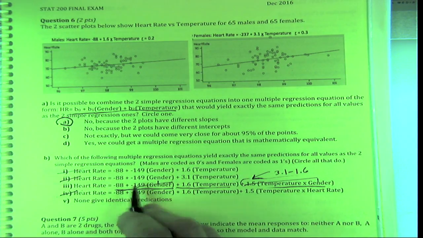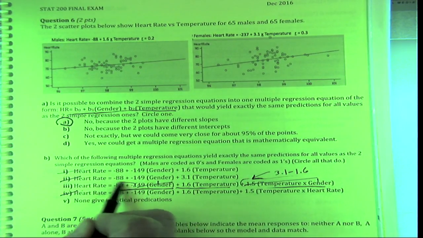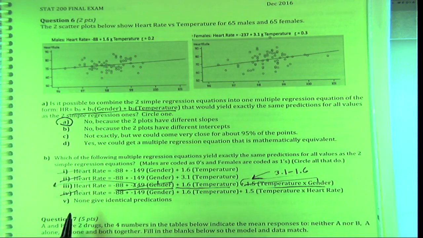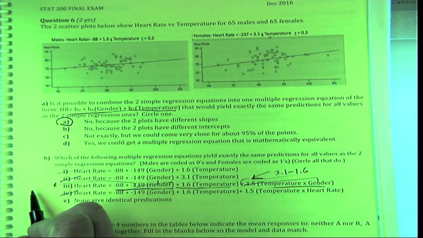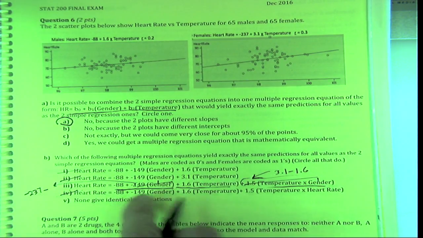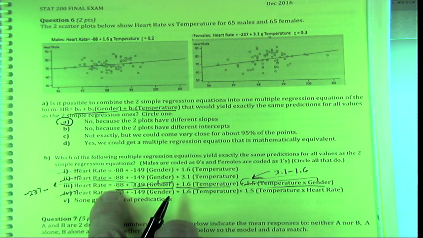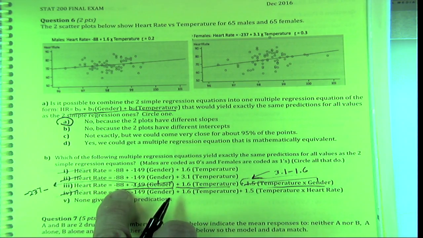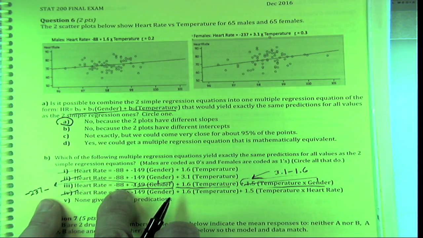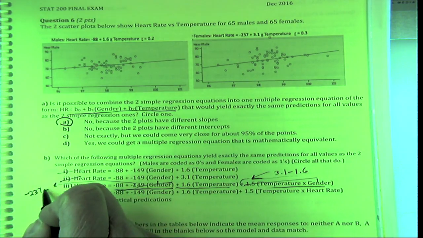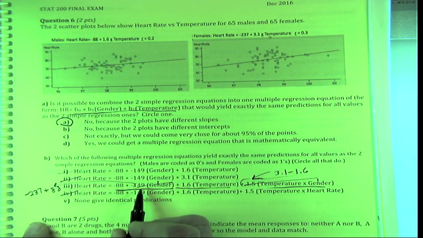So this right here, how did we get that? Well, we want negative 237, so it's just the difference between that minus what do we have already? 88. So minus negative 88, or plus 88. That's how you get that.